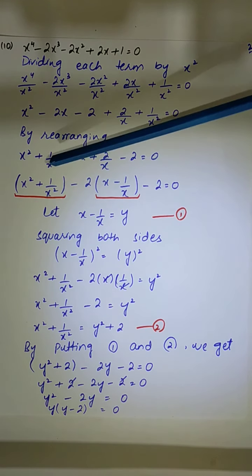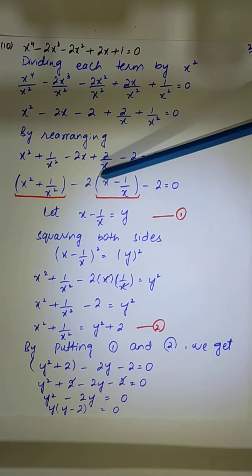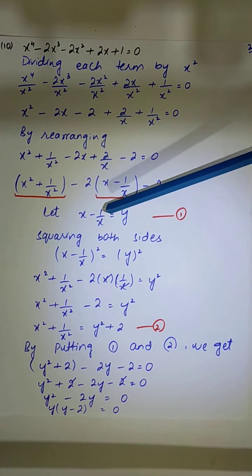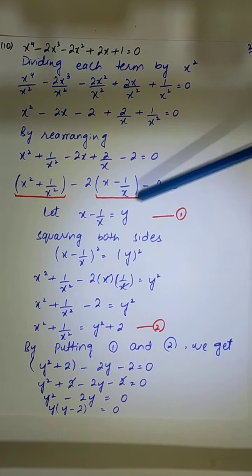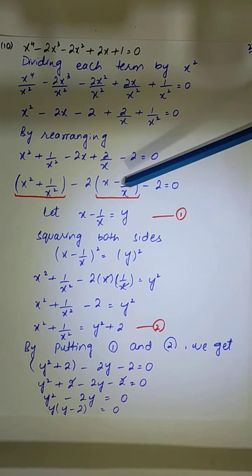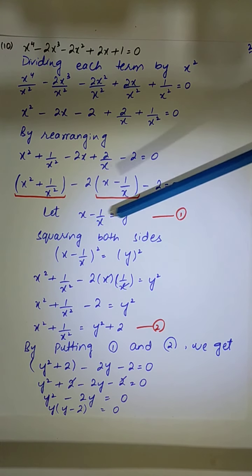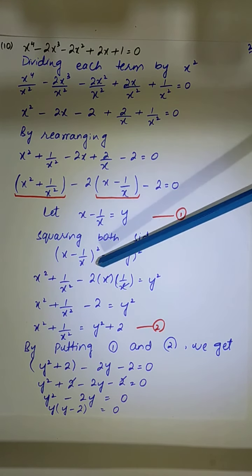After this, we will suppose x minus 1 by x is equal to y, and we will calculate this. If this is equal to y, when you take the square on both sides, this becomes (x minus 1 by x) whole square is equal to y whole square, and we will use the identity (a minus b) whole square, which is equal to a square plus b square minus 2ab, equals y square.